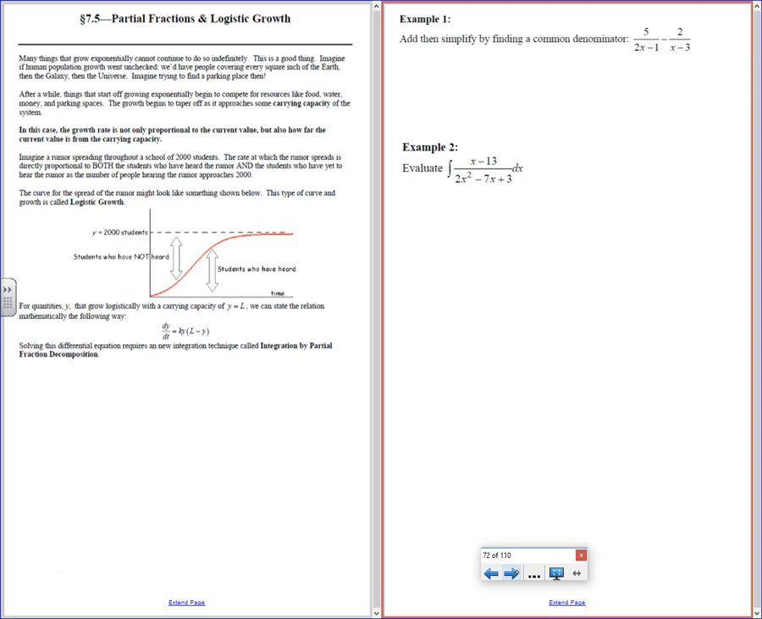Gotcha. Kiddos, can I have you go ahead and, let's not do this one, you guys don't need to see the common denominators. Write down this partial fraction. We'll get back to logistic growth in just a second. Write down this partial fraction. The integral of x minus 13 over 2x squared minus 7x plus 3.